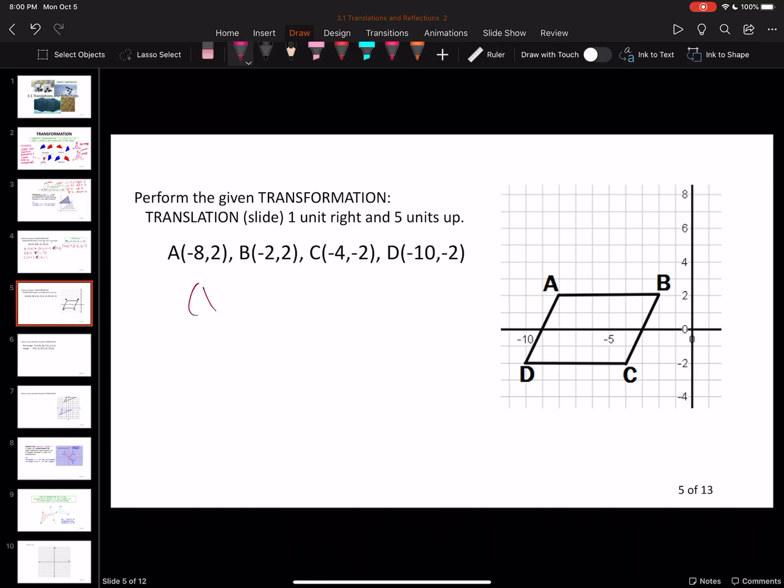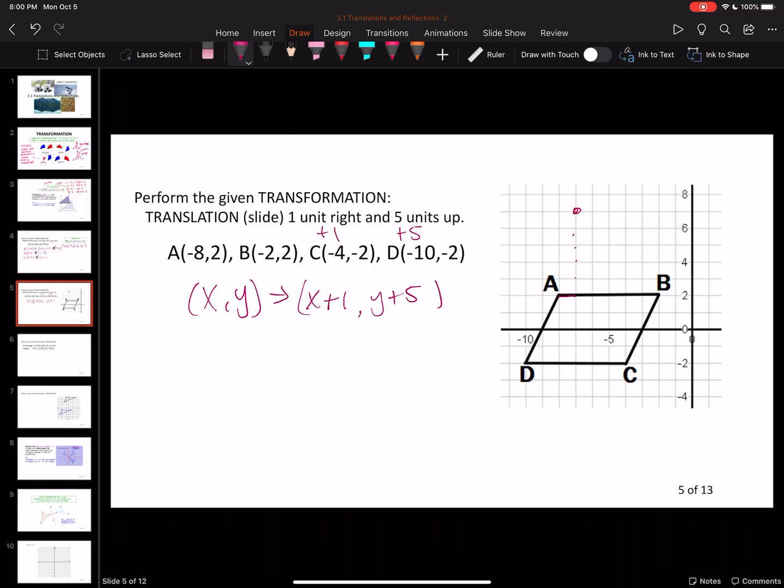So we started with our X and our Y. We're going 1 unit right, so that's adding 1, so X plus 1. And we're going 5 units up, so that's adding 5, Y plus 5. So each one is sliding 1 over, up 5. So 1 over, up 1, 2, 3, 4, 5.